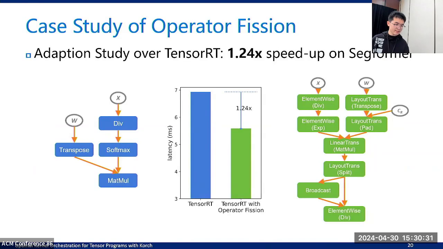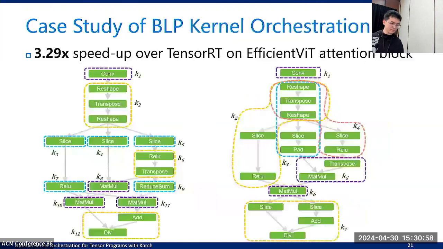And let's do some case studies. First, we did an ablation study of operator fission, which means that we only do operator fission and feed the primitive graph to TensorRT and let TensorRT decide the optimal kernel orchestration strategy. So we disable our BLP. And with only operator fission, we can have a 1.24x speedup on the SegFormer case.